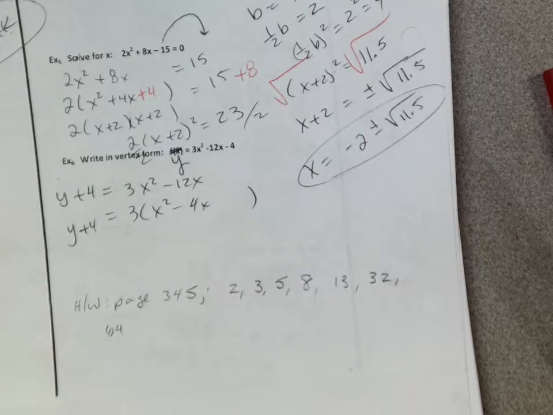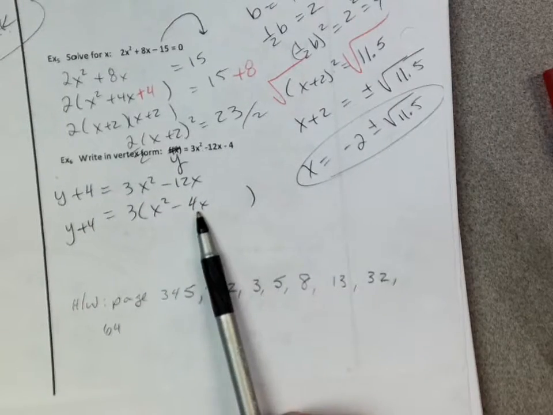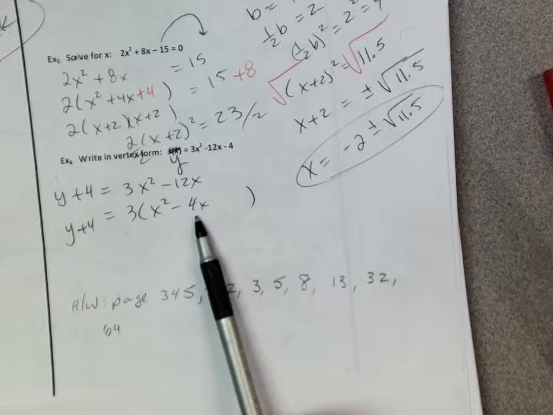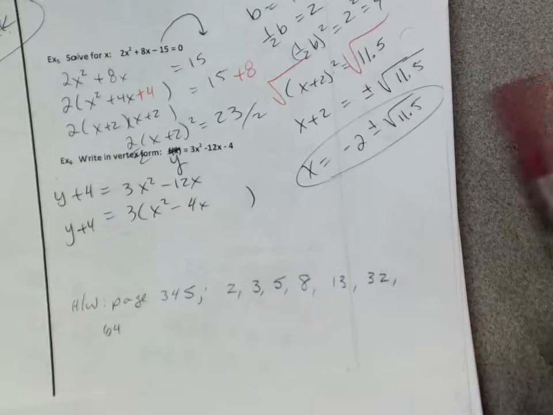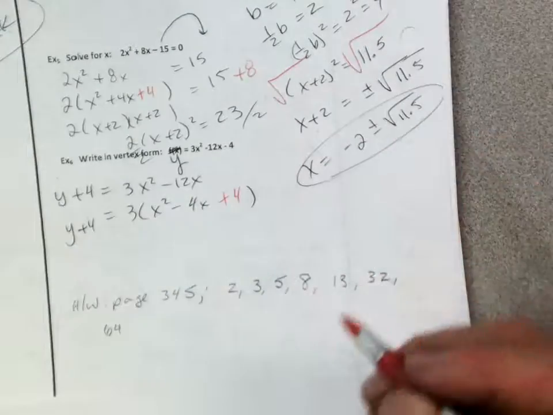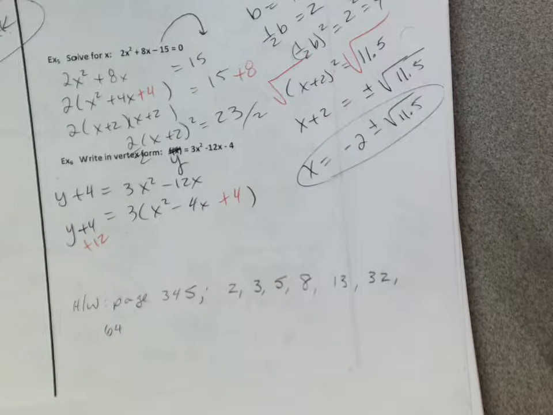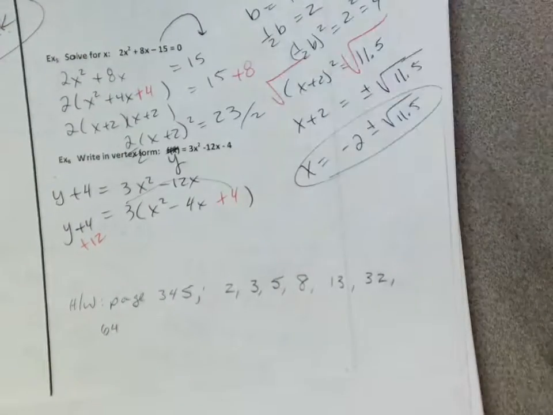Okay. B is 4. Half of 4 is 2. 2 squared is 4. Ready? Half of this is 2. 2 squared is 4. So I'm going to go plus 4. And I'm going to go plus 12. Ooh, where did the 12 come from? That's 3 times 4. Yeah, I didn't just add 4, I added 12, didn't I? I really did add 12.